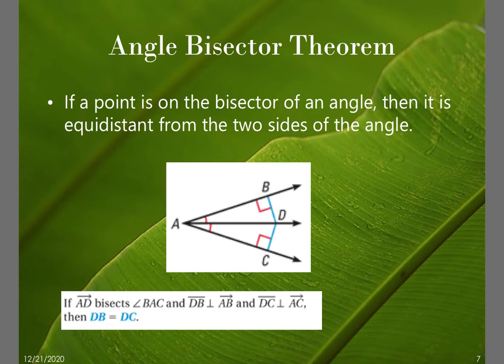All right, now we get into the second special type of segment, and that is an angle bisector. If a point is on the bisector of an angle, or sorry, this is a theorem. We know what the definition is. If a point is on the bisector of an angle, then it's equidistant from the 2 sides of the angle.